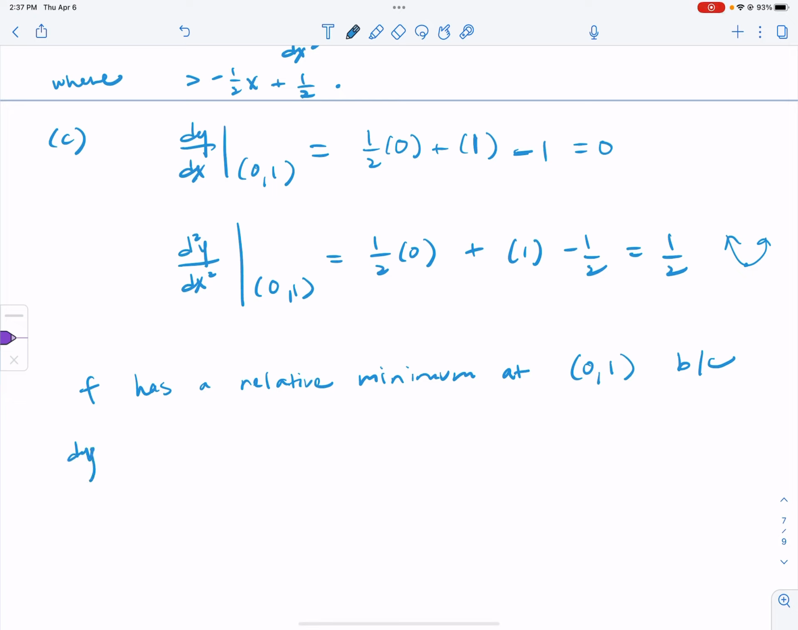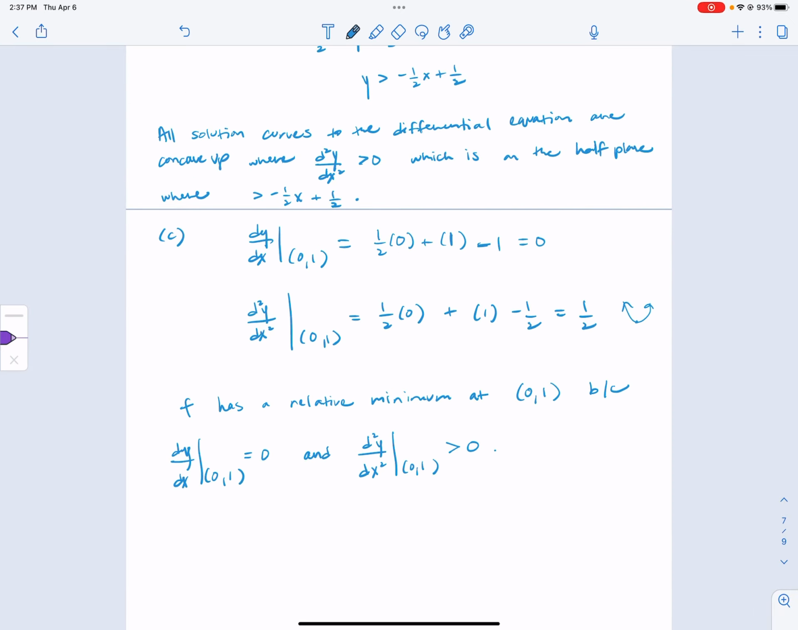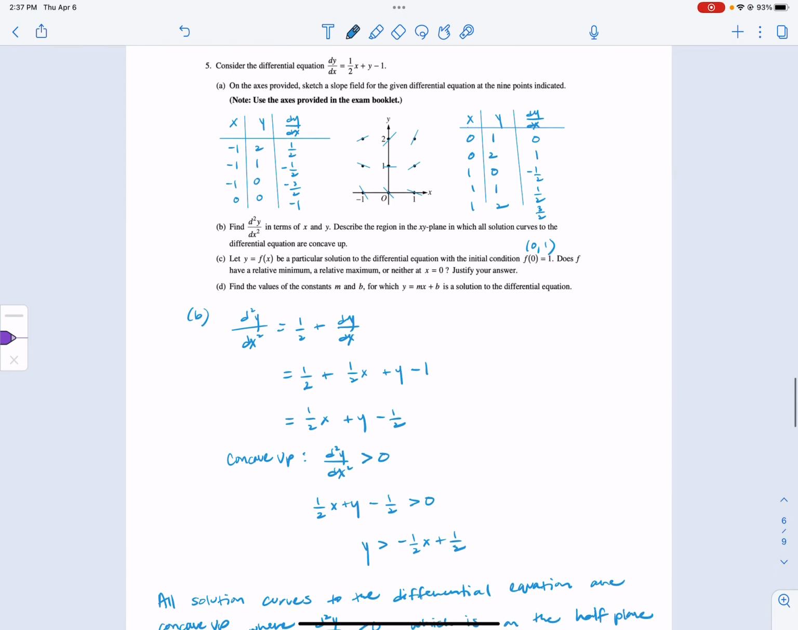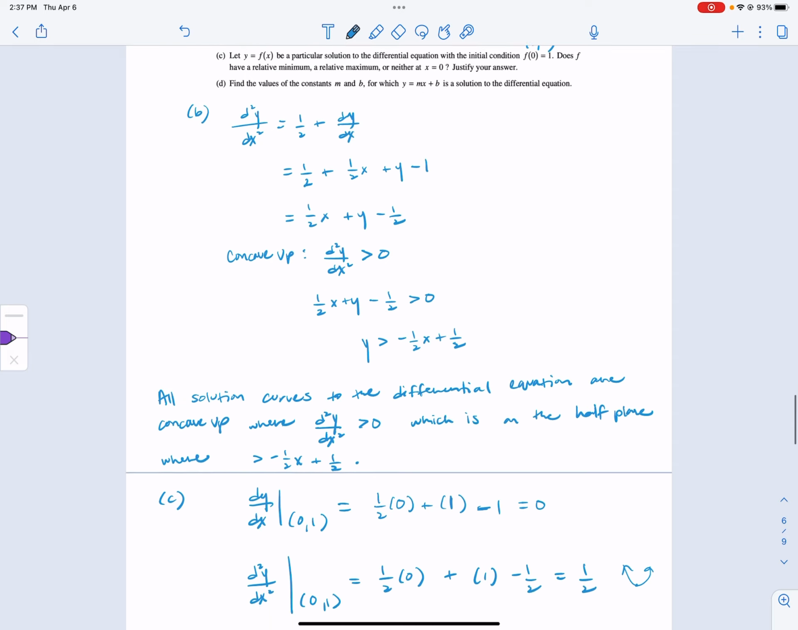dy over dx. This was an important part. It had to be a critical point. So because that equals 0 and the second derivative evaluated at that point was greater than 0, that's our justification. That's how we know there's a relative minimum there.